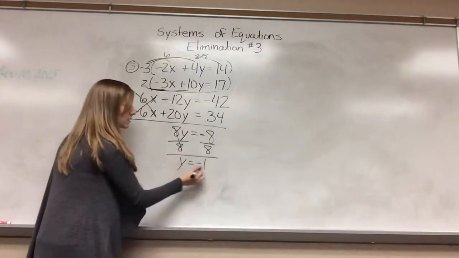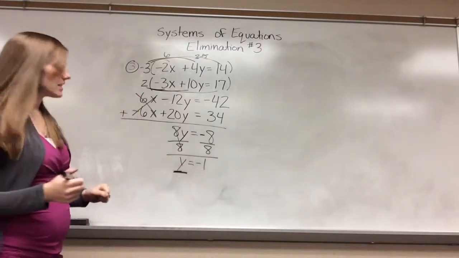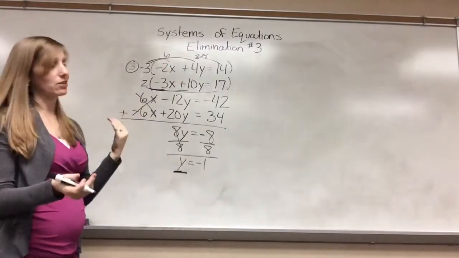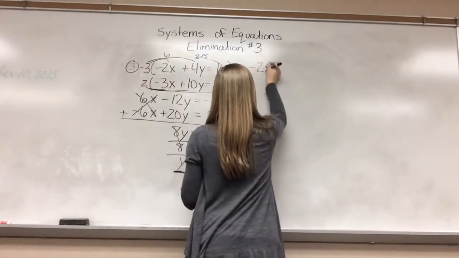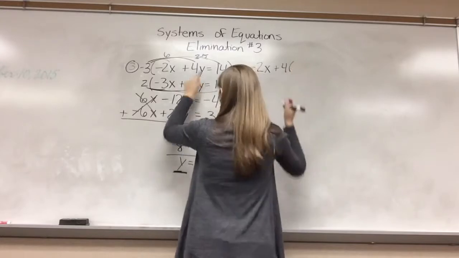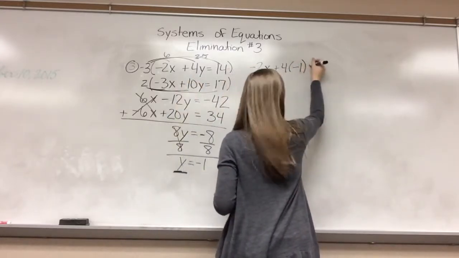This time though, I'm going to plug my negative 1 in for y, because that's what y is equal to. So make sure you plug it in for the right letter or you're going to get the wrong answer. So I'm going to have negative 2x, that stays the same. So does my plus 4. But instead of y, I'm going to put negative 1 in its place. Equals 14.